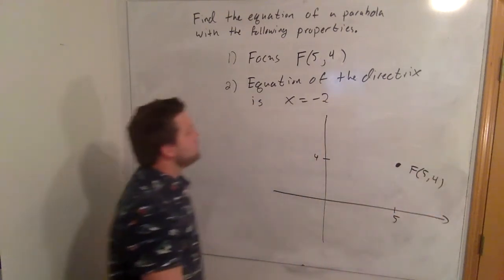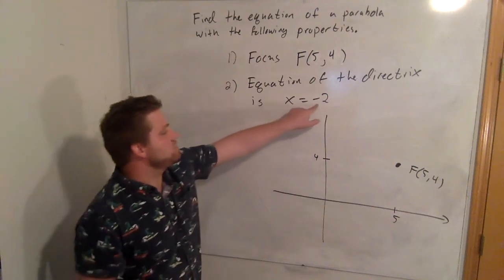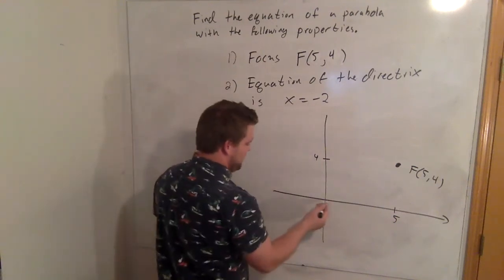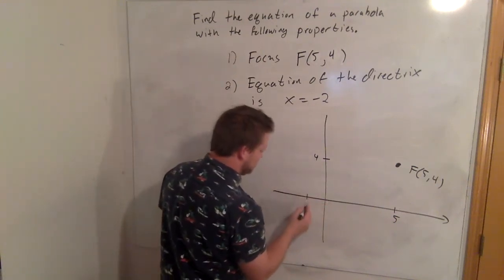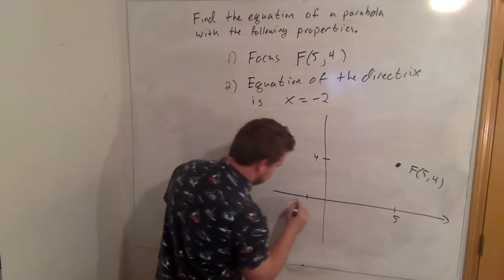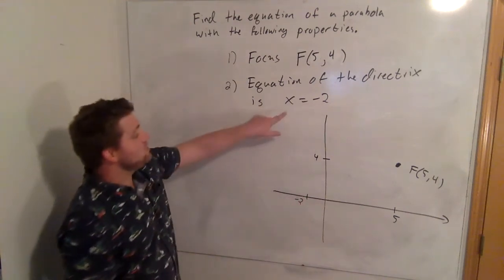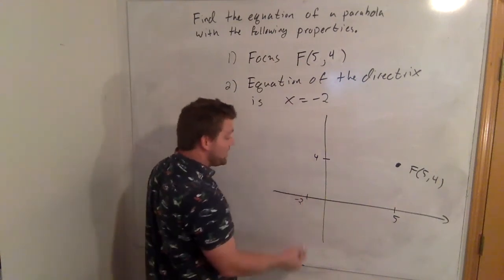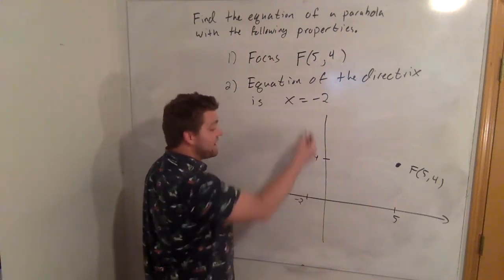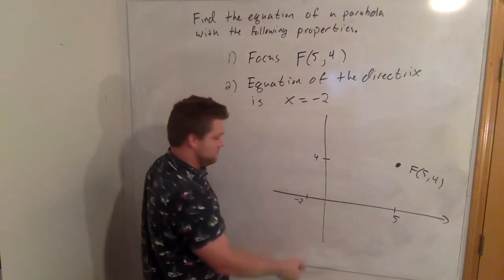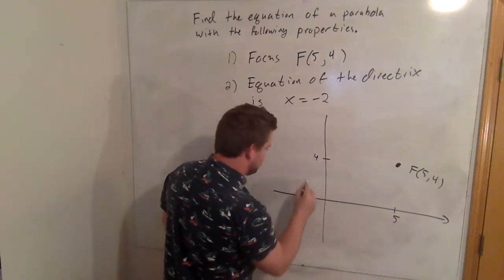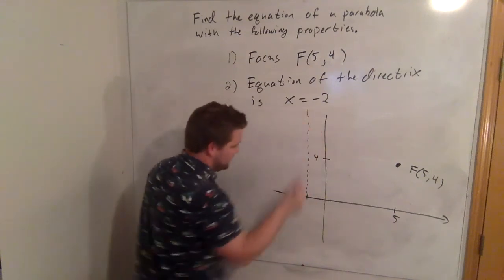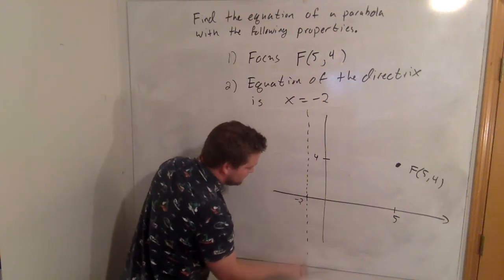And the directrix is the equation x equals -2. So let's mark -2 on the x-axis. This is roughly -2. This will be the equation of a vertical line. This is saying regardless of what y is, the x-coordinate will always be -2. So this will be a vertical line. This is the directrix.